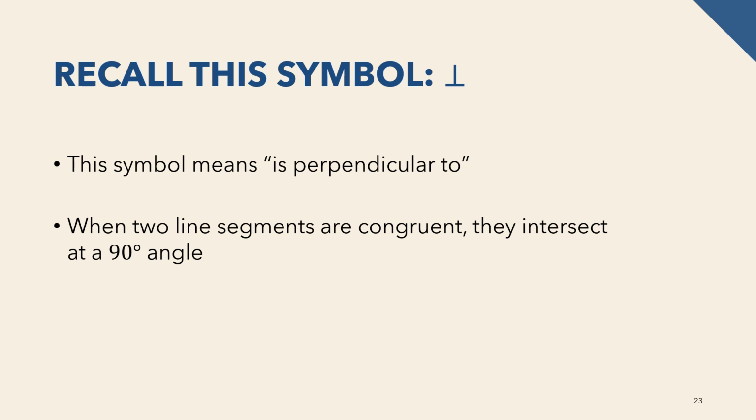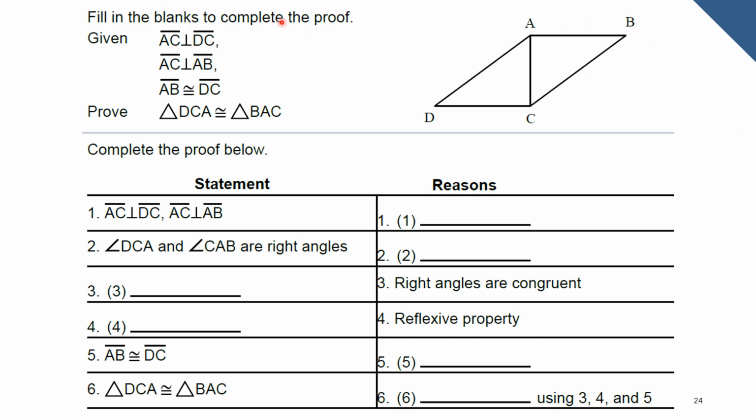Okay? All right, so let's take a look at our proof again. Fill in the blank to complete the proof. Line segment AC is perpendicular to line segment DC. Let me use my laser pointer first. Line segment AC, that's that straight line in the middle, is perpendicular to line segment DC. That means where those two line segments intersect, or where they cross, they form a right angle.